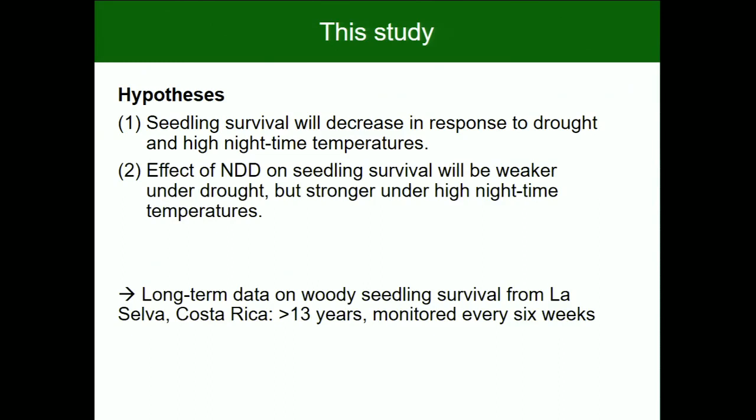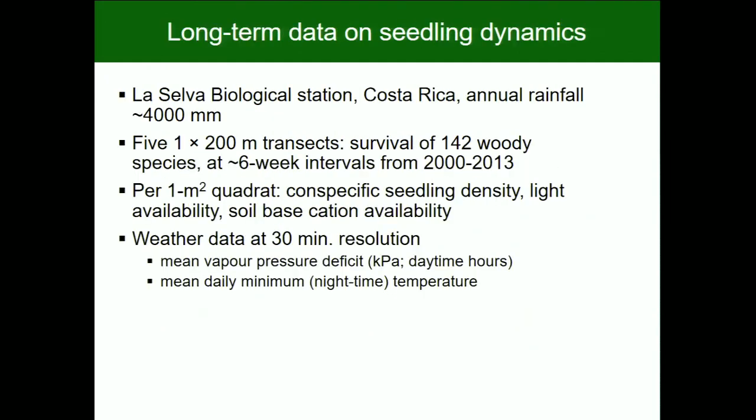So the hypothesis that we are testing is: does seedling survival decrease in drought and at higher nighttime temperatures? And we expect that the effect of negative density dependence will be weaker in dry conditions and stronger at higher temperatures. To do so, we look at a long-term data set from La Selva biological station in Costa Rica, in which seedling survival has been monitored over 30 years at 6 week intervals. La Selva is a very wet forest, with 4,000 millimeters of rainfall annually, so water is not expected to be a factor limiting seedling performance.